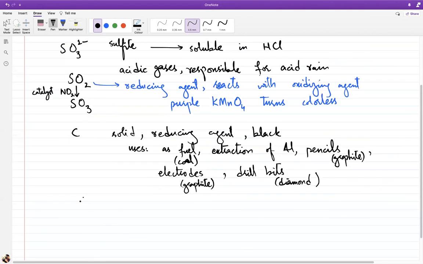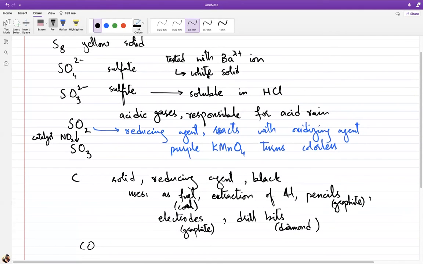Then we have carbon monoxide, we have carbon dioxide. Carbon dioxide is a certain percentage, 0.03, but you don't need to remember this. The test for SO2 and SO3 is the same, but for SO3 you have to do another test to differentiate between them. So there are basically two tests.